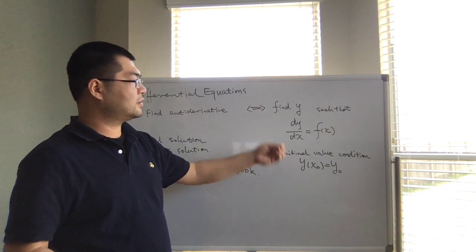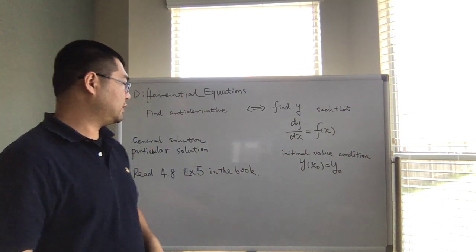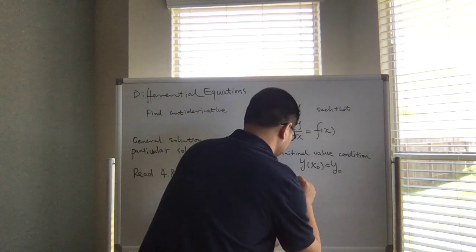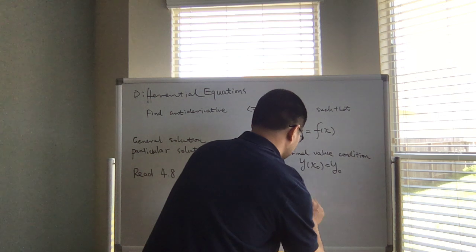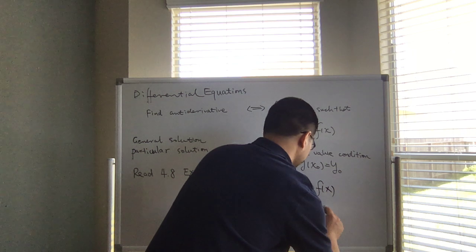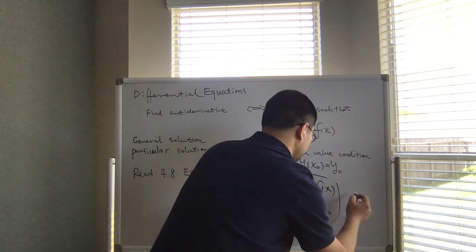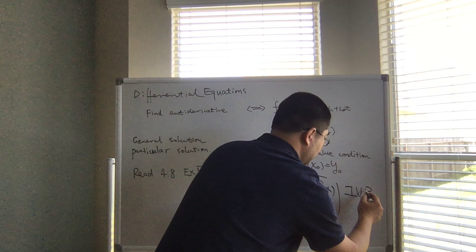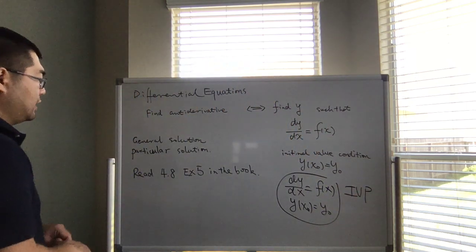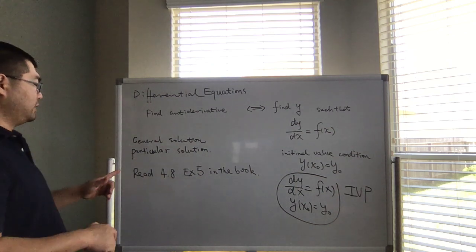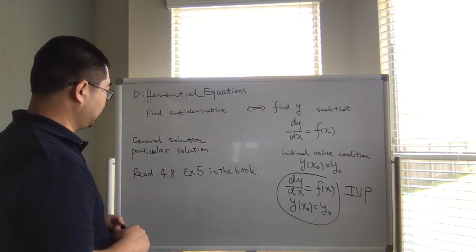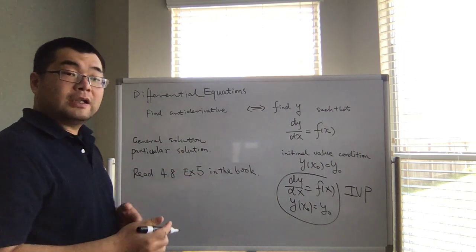This is called an initial value problem. If we have dy dx equals f of x, and then y of x0 equals y0, this whole set we always call an IVP, which means initial value problem. And there is a homework here, guys. Please read section 4.8, example 5 in the textbook. It could be one of the problems in our final.